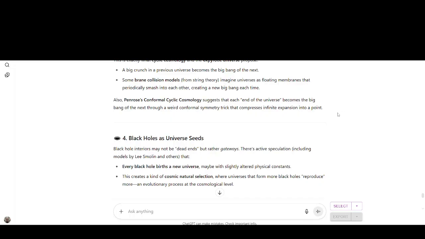That was cool. Also, Penrose's conformal cyclic cosmology suggests that each end of the universe becomes the Big Bang of the next through a weird conformal symmetry trick that compresses infinite expansion into a point.